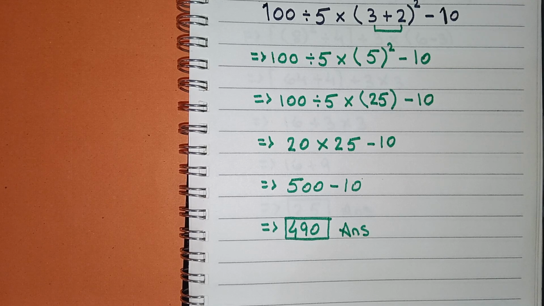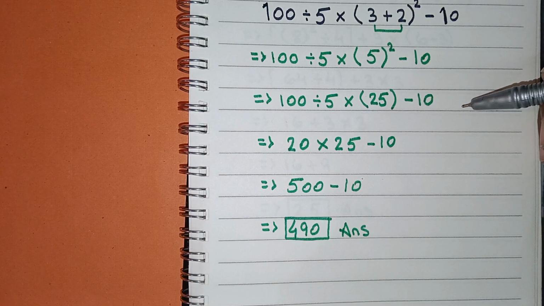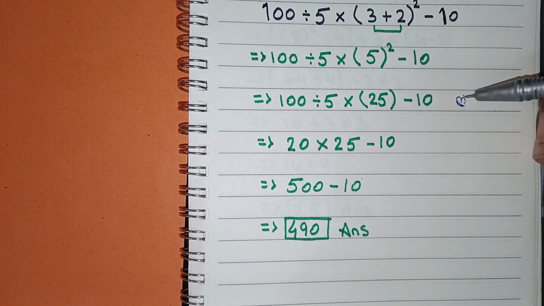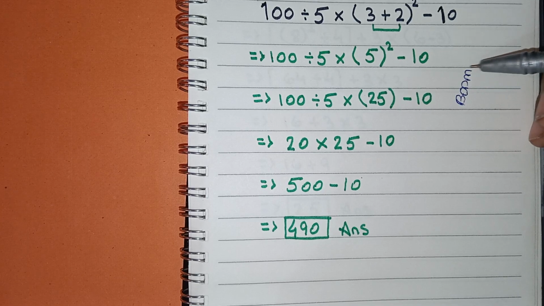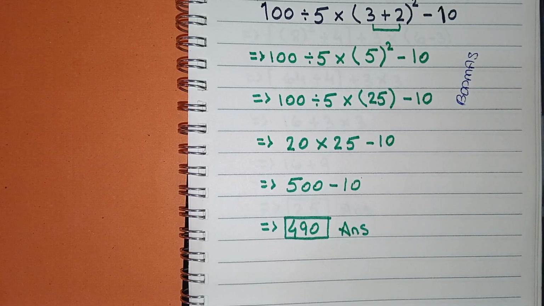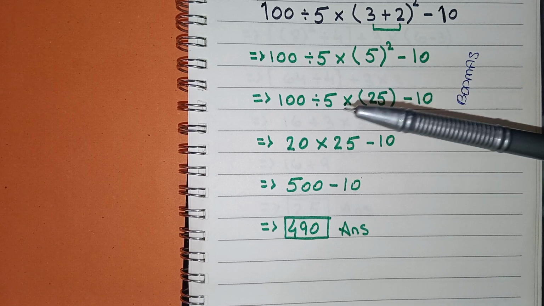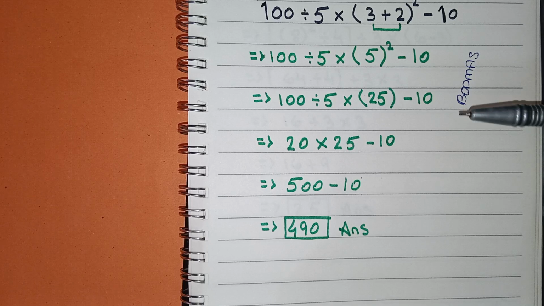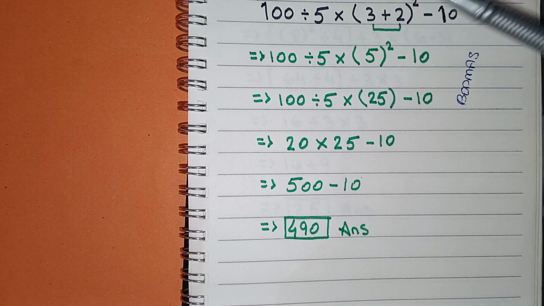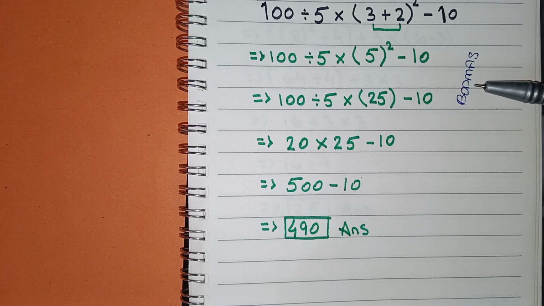We will solve according to the BODMAS rule. The BODMAS rule says B for bracket, O for operation, D for division, M for multiplication, A for addition, and S for subtraction. We will solve this according to the BODMAS rule, and firstly we will solve the brackets. We will solve inside the bracket, then division, then multiplication, and so on.